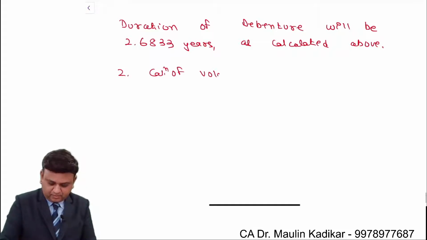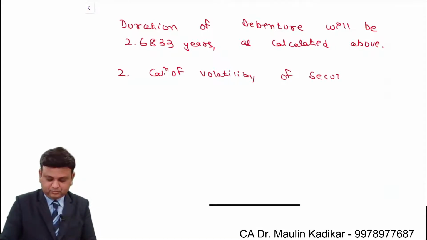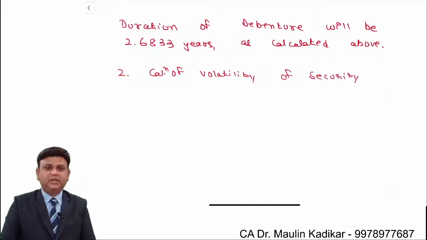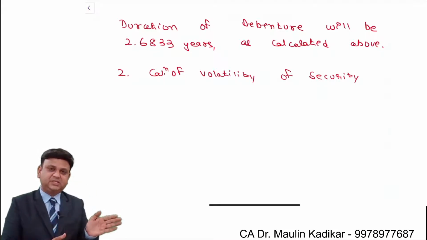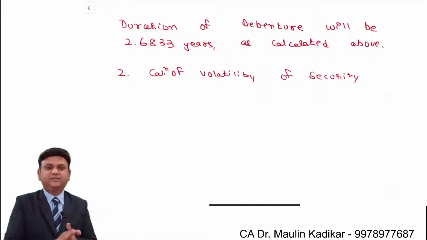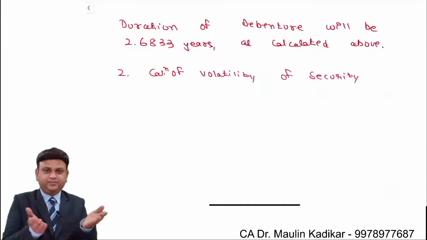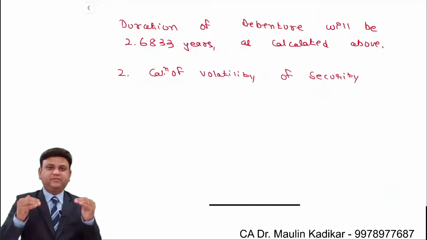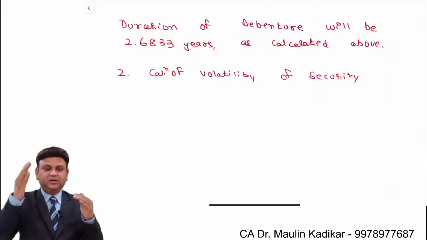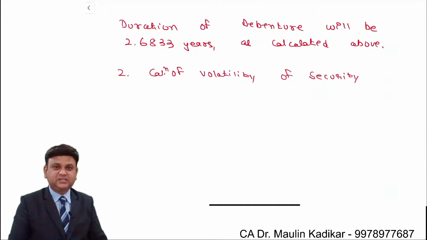Calculation of volatility of security. Now, what is volatility? We already have understood it. Volatility is indicating what would be the percentage change in the price of the security for every 1% change in the cost of capital. When the cost of capital increases, the price will fall down. So for every 1% increase in the cost of capital, what is the rate at which the price decreases? That is what this is indicating.